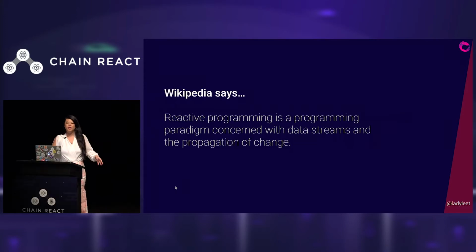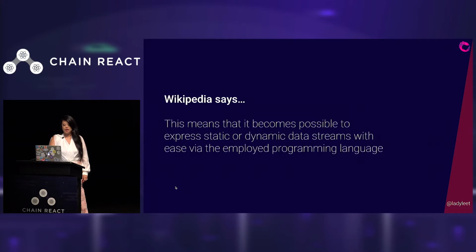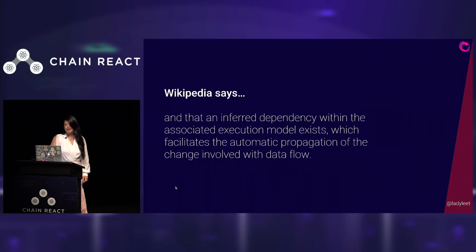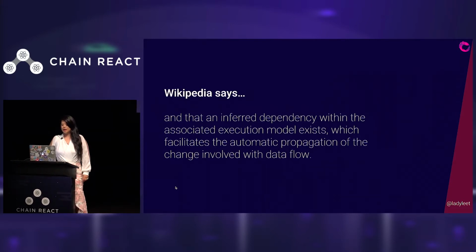So Wikipedia has a long explanation. This is 3 slides, so we'll go through it together. It says, reactive programming is the programming paradigm concerned with data streams and the propagation of change. This means that it becomes possible to express static or dynamic data streams with ease via the employed programming language, and that an inferred dependency with the associated execution model exists, which facilitates the automatic propagation of the change involved with data flow. So that's like a lot of words.